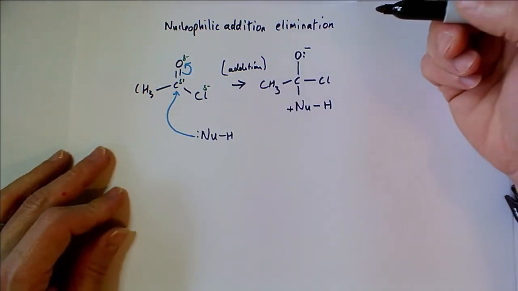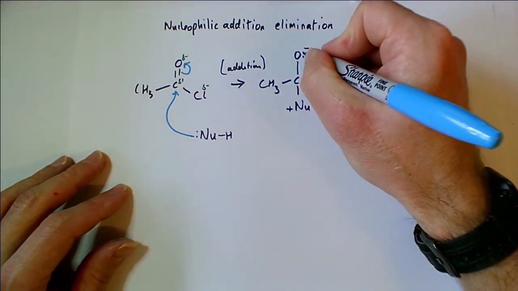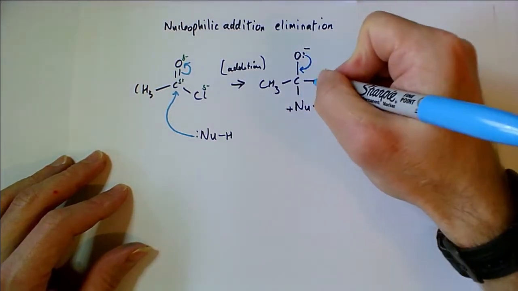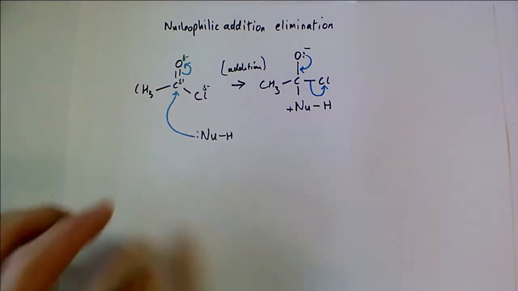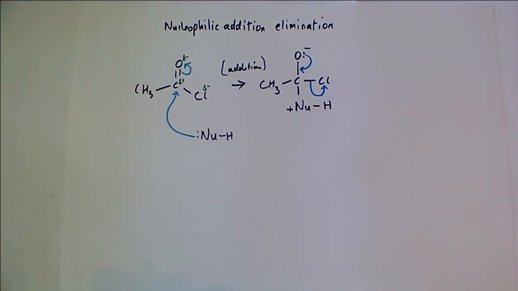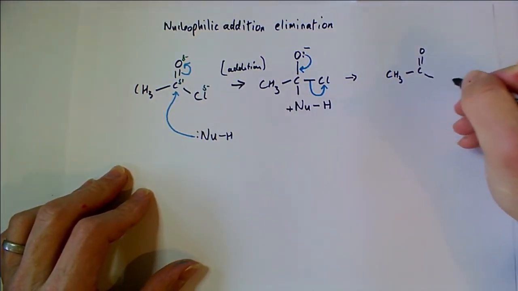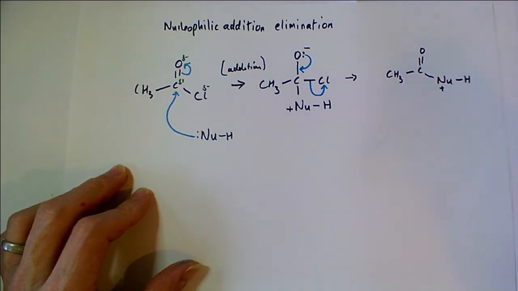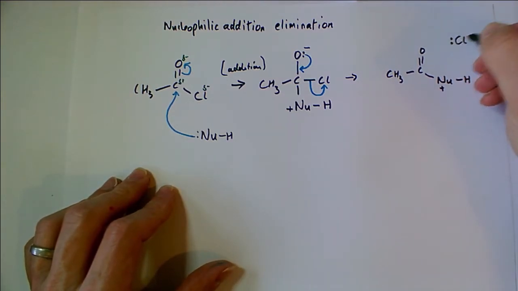Now we're going to do some elimination. The first part of this is we're going to reform our double bond there. Meanwhile, we're going to kick out our chlorine. Remember, these all happen sort of simultaneously. And what we're going to form over here is, we've reformed our carbonyl. We've got our nucleophile, it's still got a positive charge. And we have also formed Cl-.